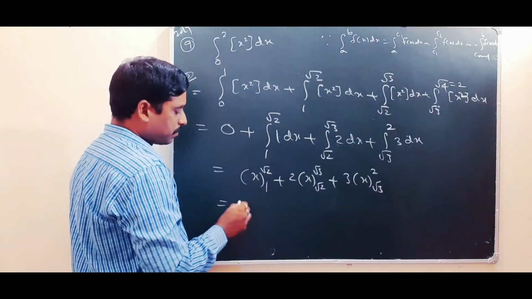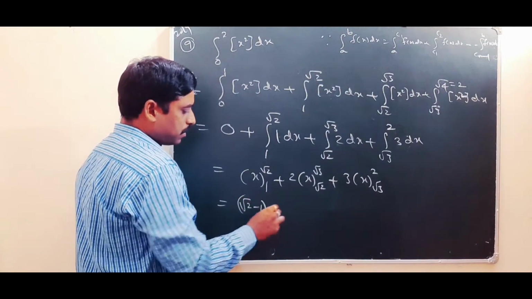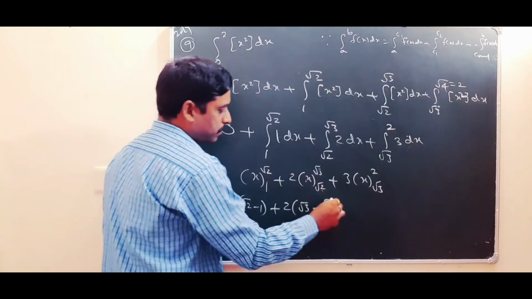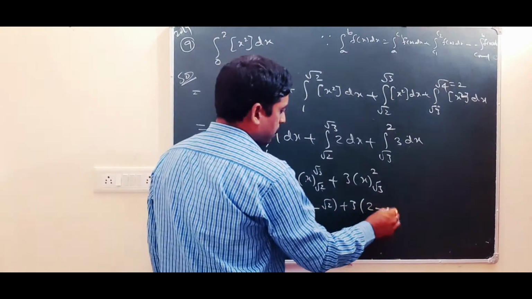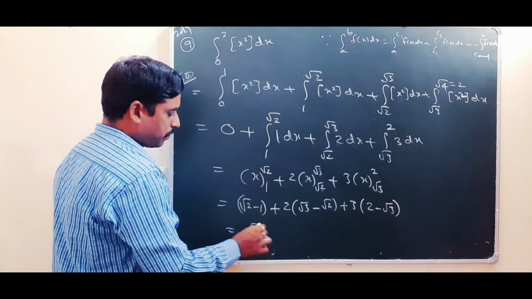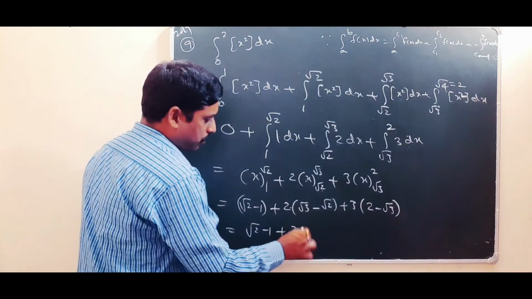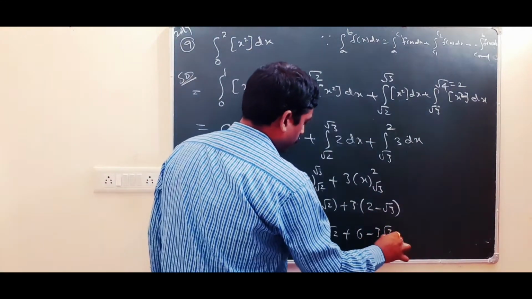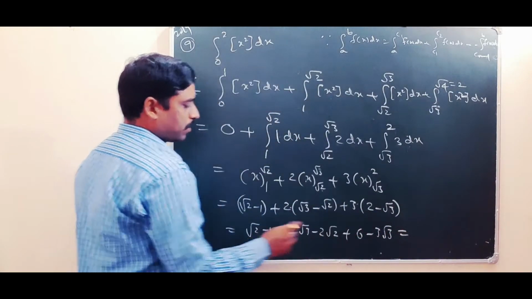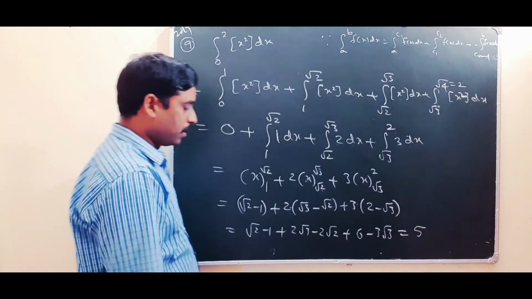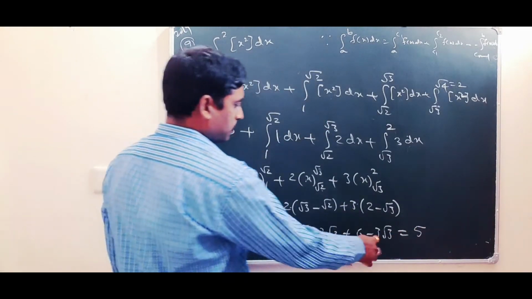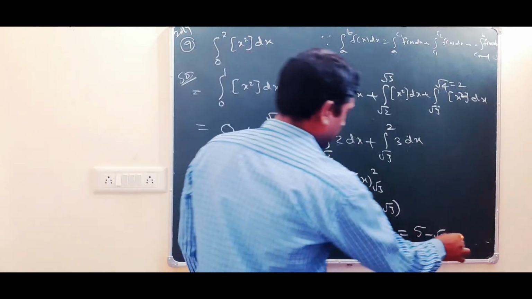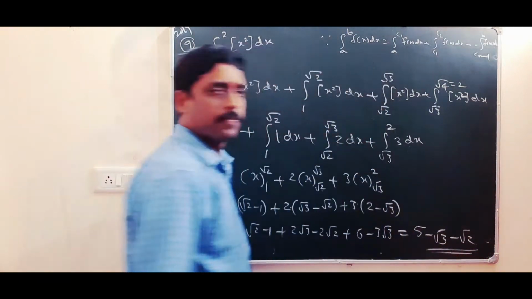First write the upper limit expression: root 2 minus 1. This is 2 times the first upper limit minus lower limit, then 3 times of 2 minus root 3. This will be root 2 minus 1, 2 root 3 minus 2 root 2. This is 6 minus 3 root 3. This value will be 6 minus 1, 5. Next, 2 root 3 minus root 3 minus root 3 minus 2 root 2 plus root 2 minus root 2. This is the answer.